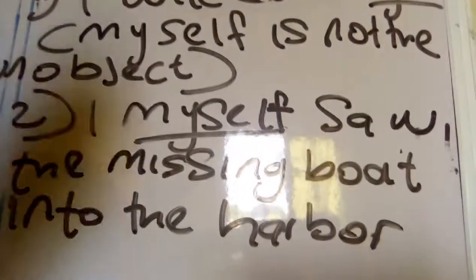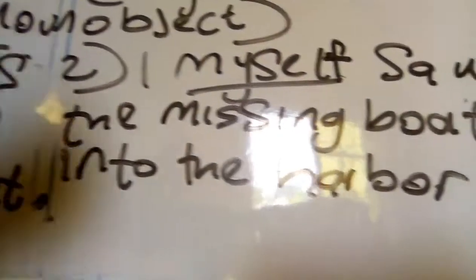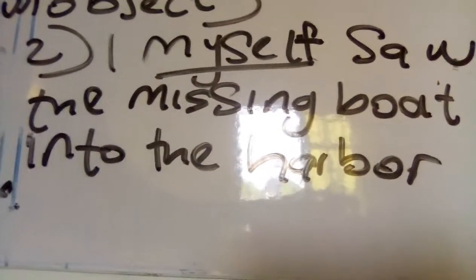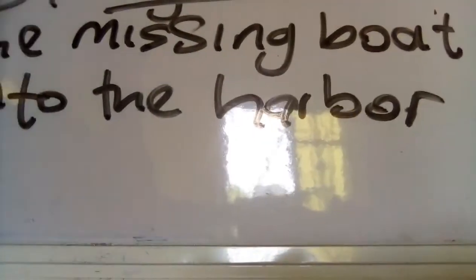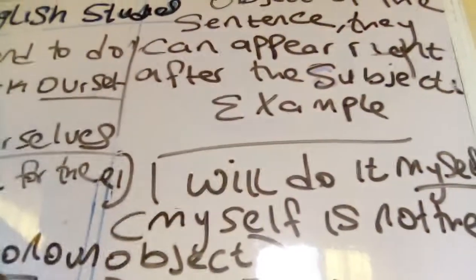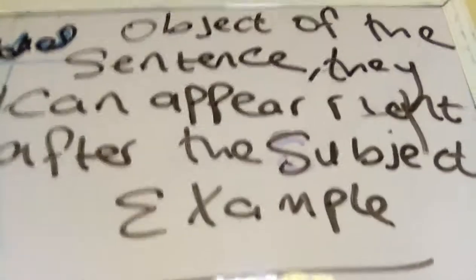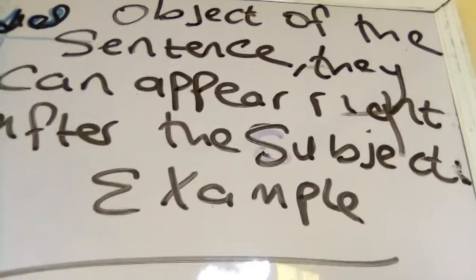Number two, I myself saw the missing boat into the harbor. The speaker is trying to tell you that it is he himself that saw the missing boat and not any other person. So it only comes after the subject. It is not the subject, and it is not the object of the sentence. Myself comes after the subject I.